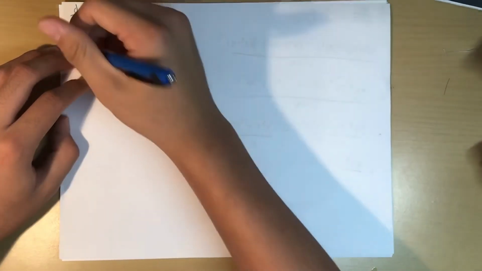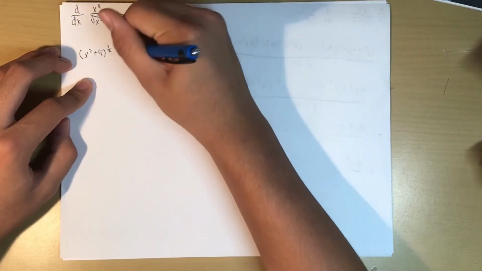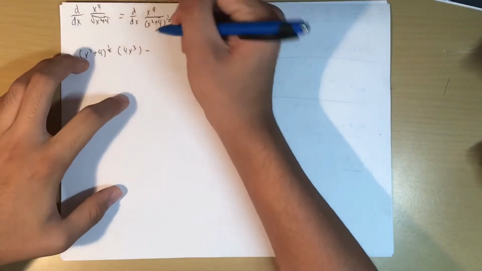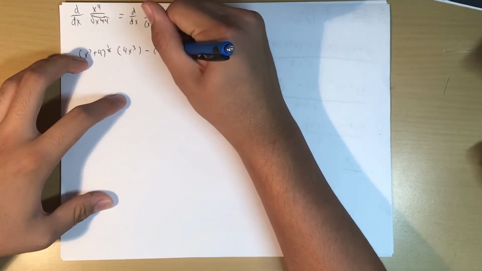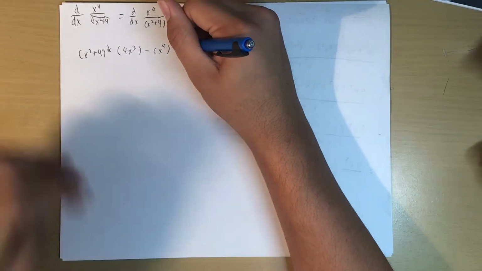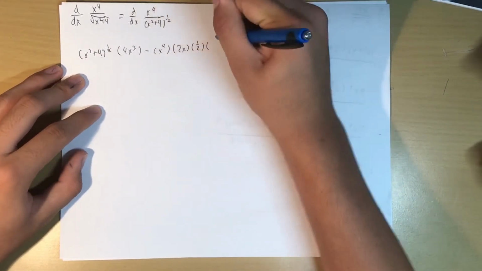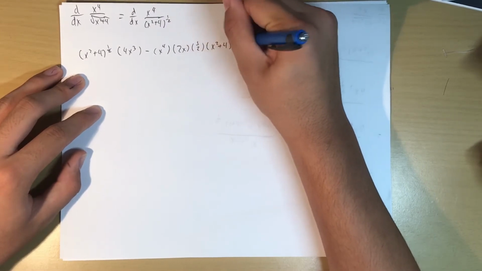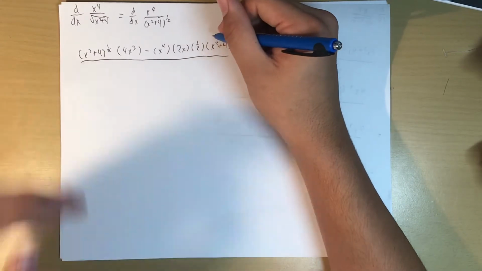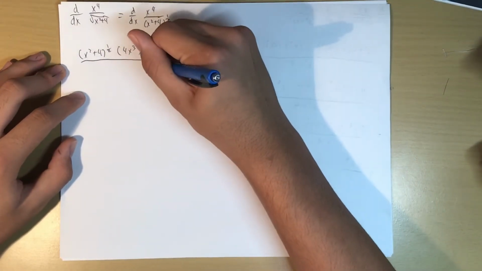Okay, now using the quotient rule, we can write this as x squared plus 4 to the 1/2 power times the derivative of x to the 4th, which is just 4x to the third, minus x to the 4th times the derivative of x squared plus 4 to the 1/2 power. Using the chain rule, we can write this as 2x times 1/2 times x squared plus 4 to the negative 1/2 power. That's all divided by x squared plus 4 to the 1/2 power to the second power, which is x squared plus 4.